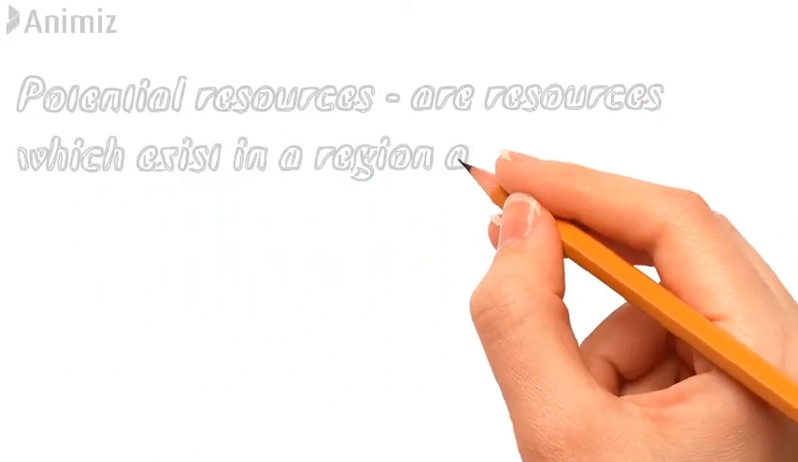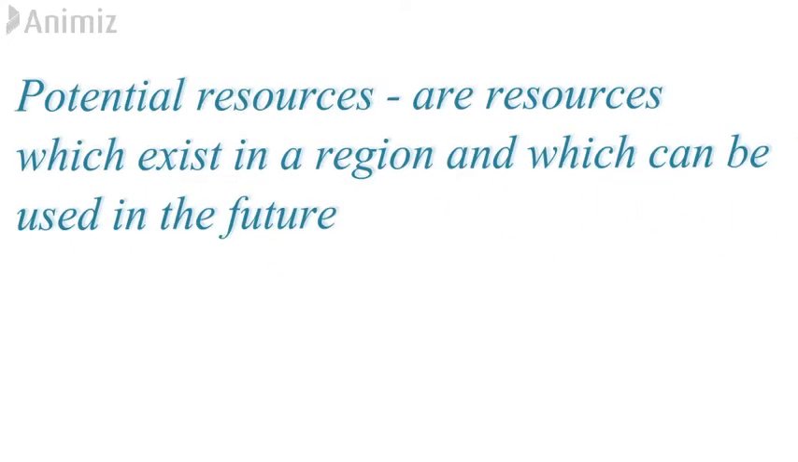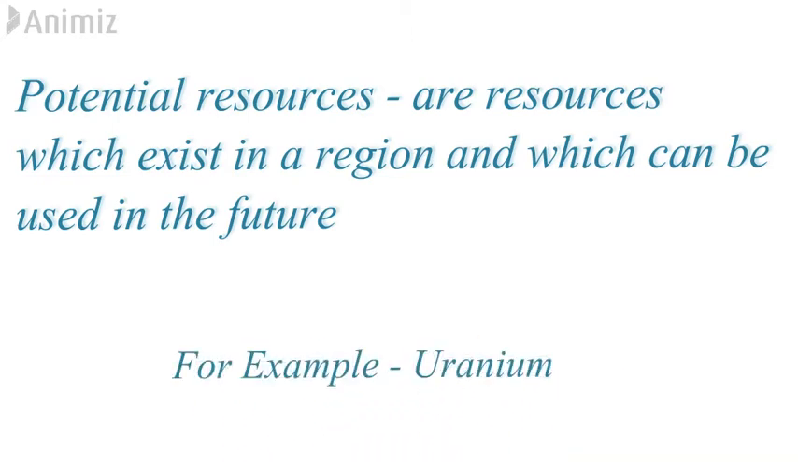Now we will see potential resources. Potential resources are resources which exist in the region and which can be used in future. So the resources which will be used in the future when the technology develops are called potential resources. For example, uranium, which is present in Ladakh. In the present time, we don't use uranium, but when the technology develops in the future, we will use it. So uranium is an example of a potential resource.